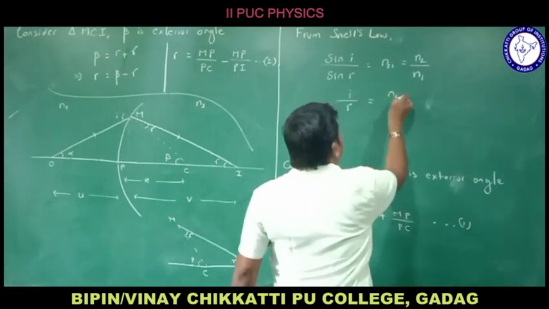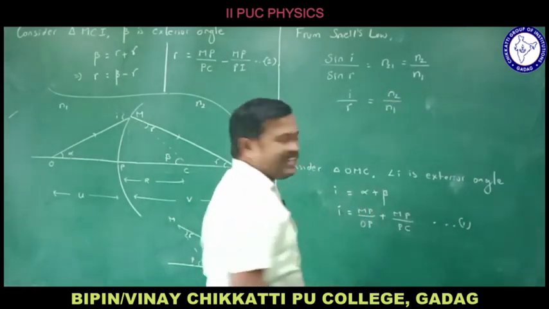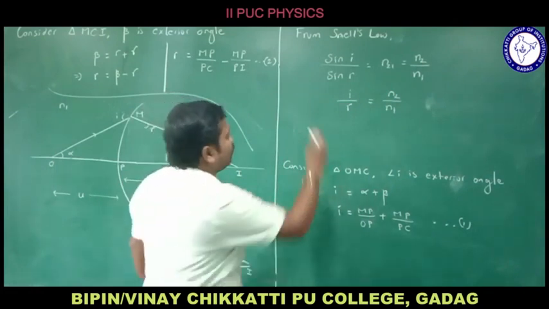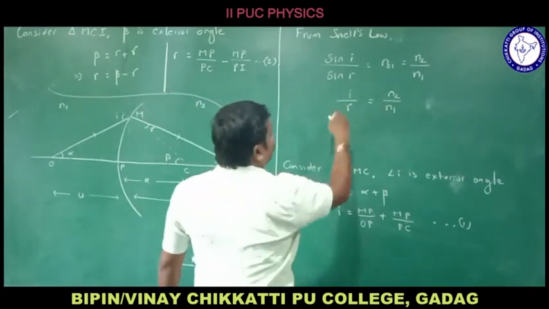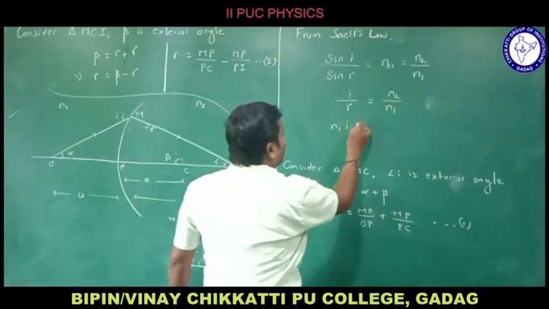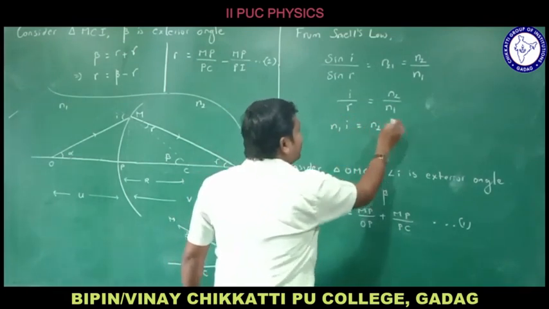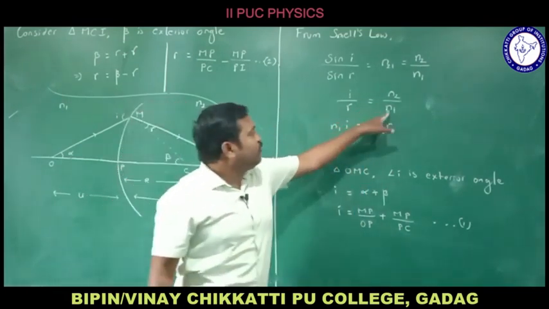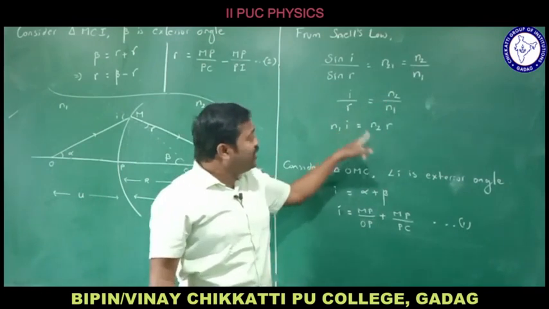That is equal to, what shall I take? n2 divided by n1. Shall I take like this, right? Now, what do I get now here? Let me cross multiply it. n1 into i is equal to n2 into r. Shall I take like this? n1 into i is equal to n2 into r.